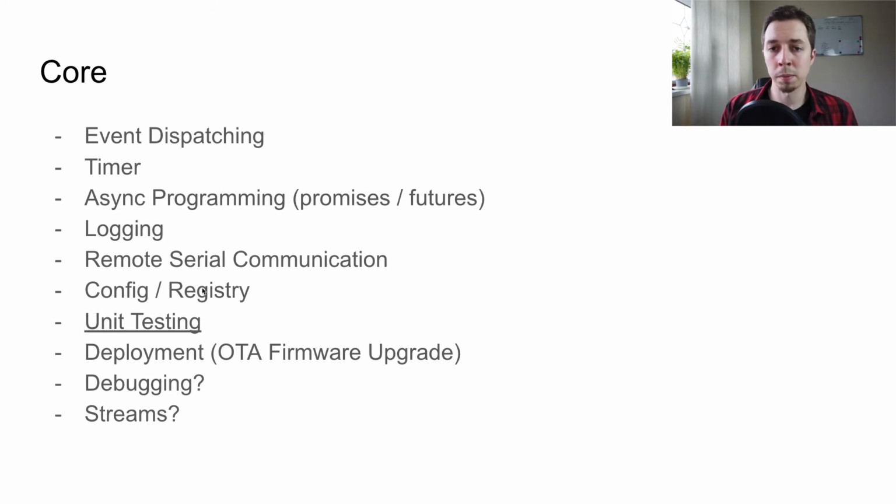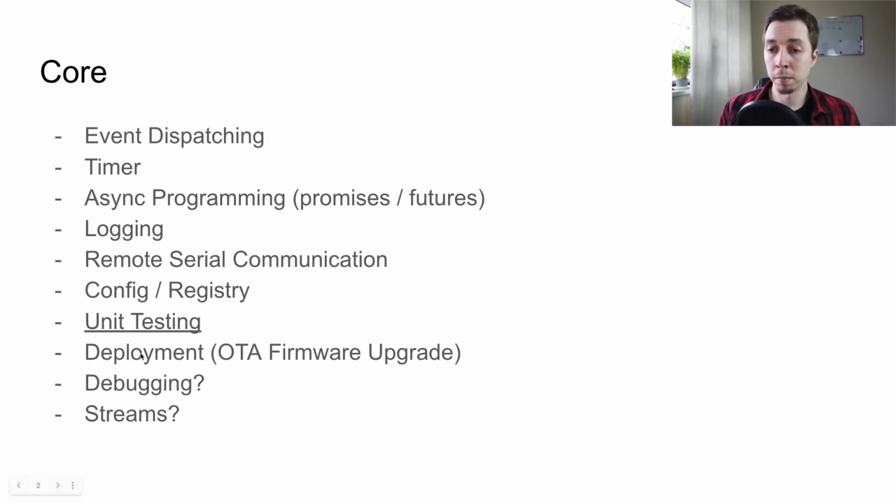Config and registry. So essentially config as a registry pattern for the cases where you just need to store some config on the device. Unit testing that I have underlined. The reason I have this underlined is because the next video is going to be about unit testing. That is my personal opinion about unit testing. So I treat code that is without unit tests as not production grade, right? And I would like everything to be production grade. So I'm going to start looking into unit testing in the next video and then add unit tests to existing classes in the library.